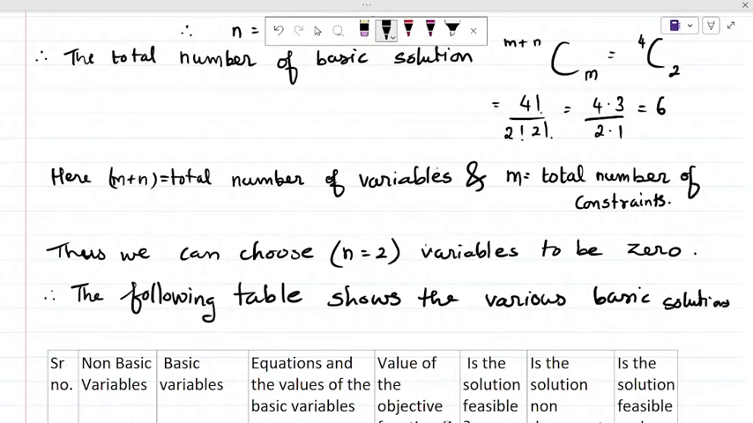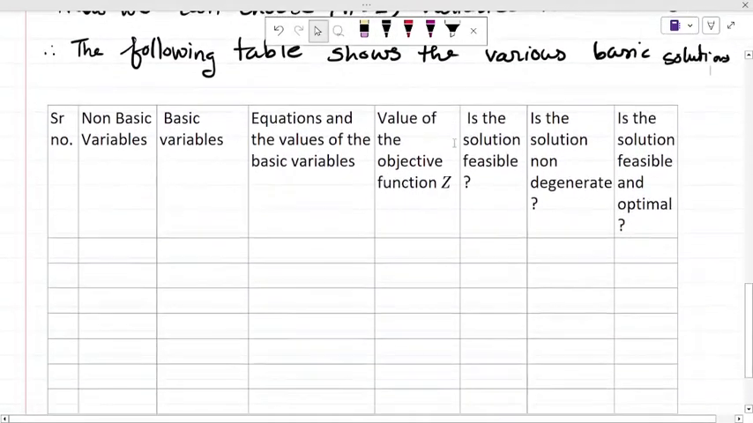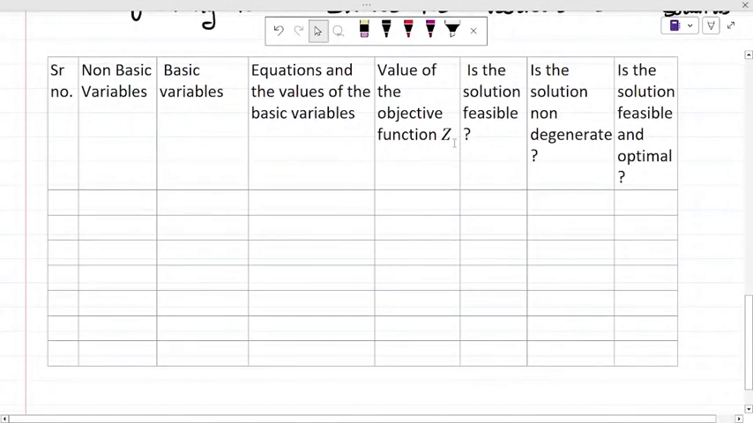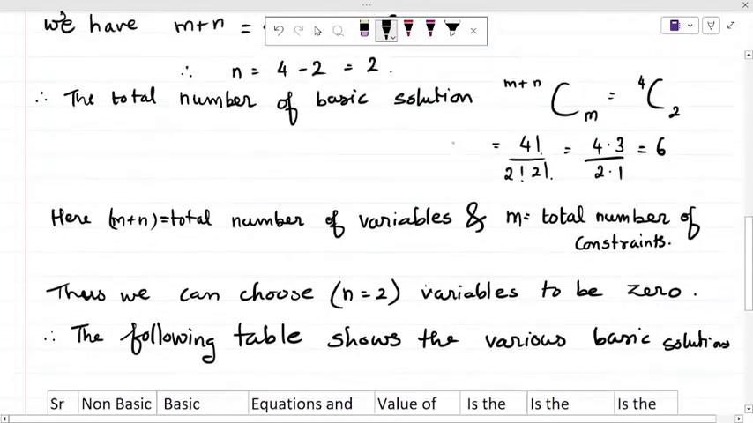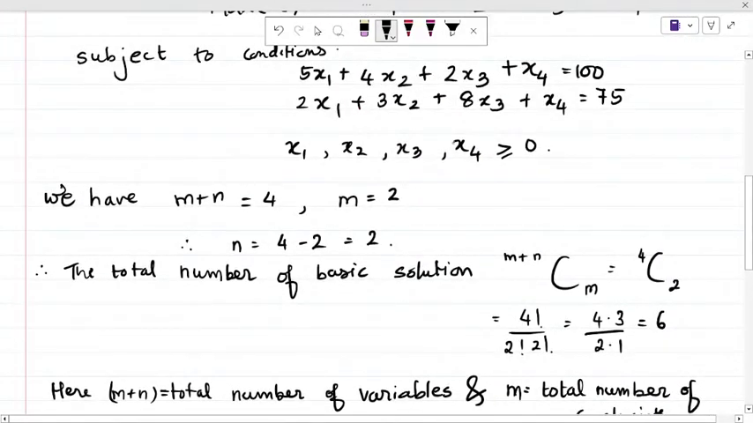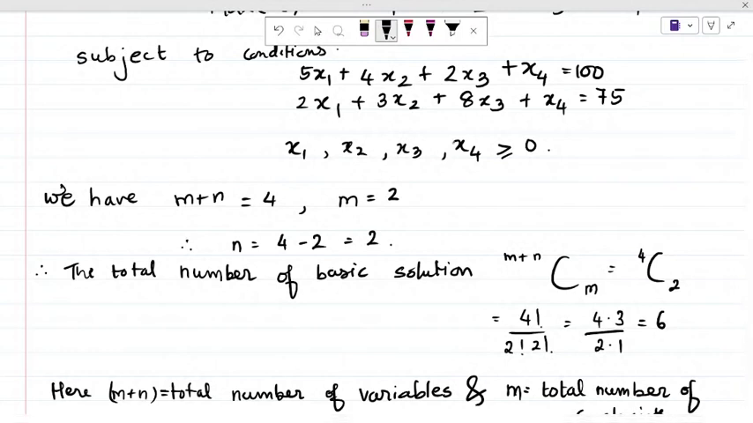Okay, now we make up the table over here. So the table has these kind of columns that we had seen last time: serial number, non-basic variables, and the basic variable. So let us see how to handle them. Firstly, amongst all the table, first we are allowed to choose any two variables to become free, then the remaining we will choose.